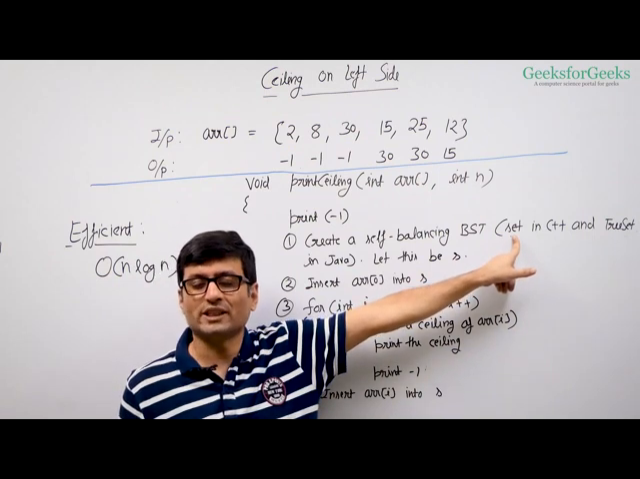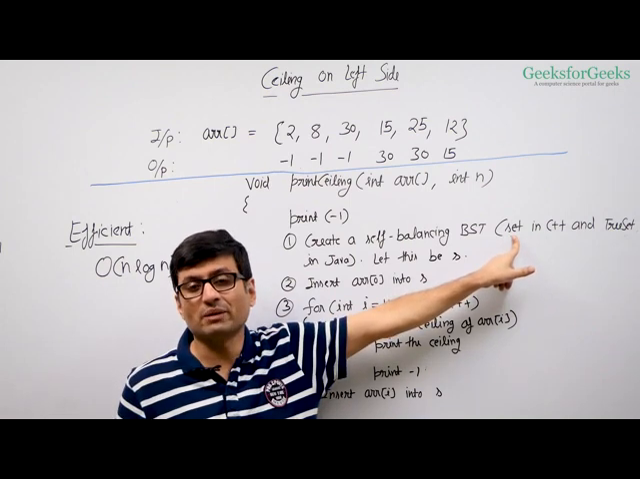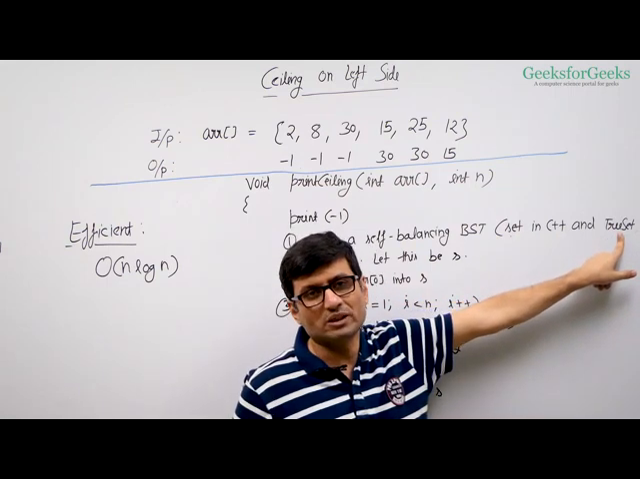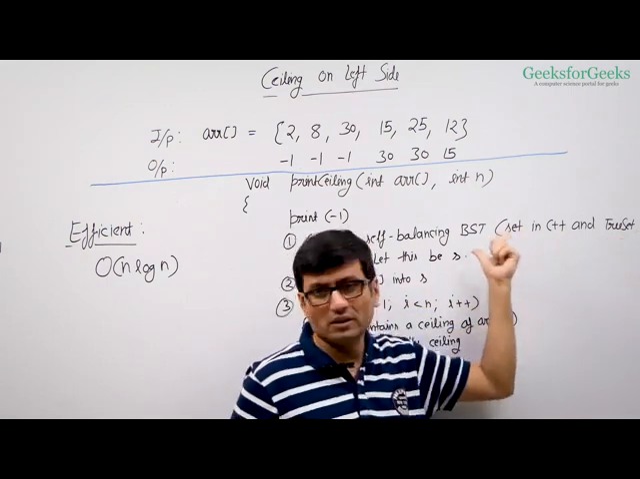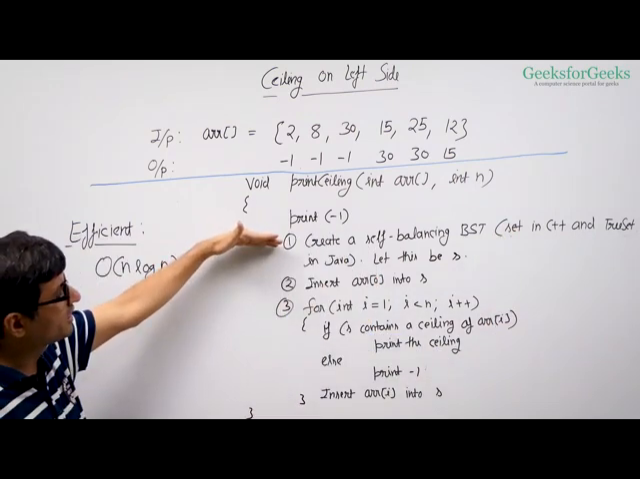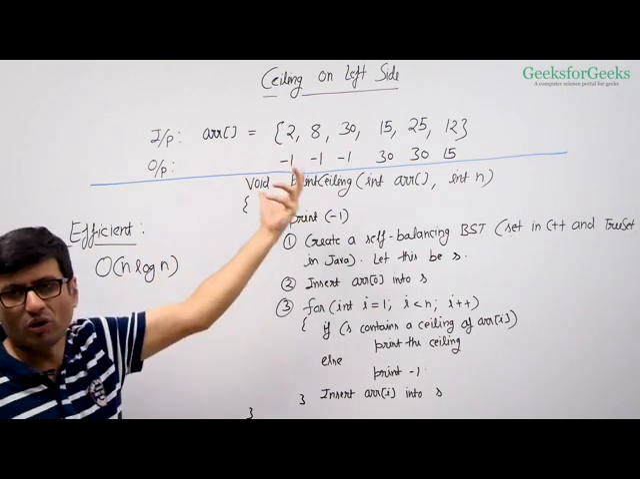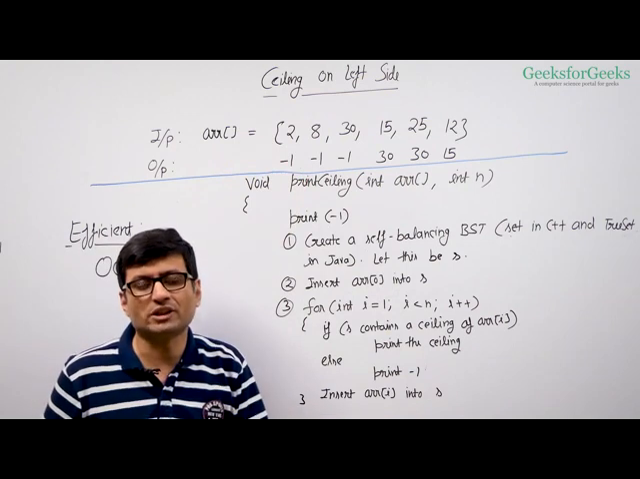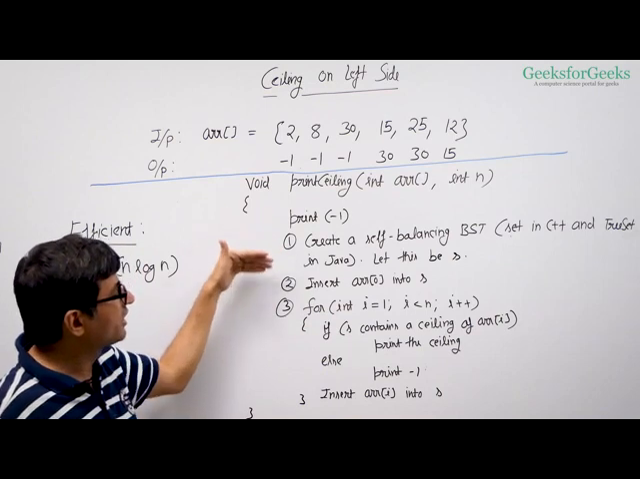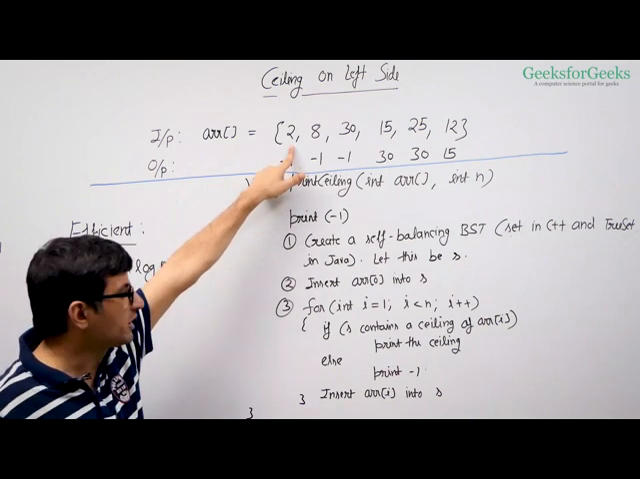Map also represents a self balancing BST, but the difference between set and map is that set is for single elements and map is for key value pairs. TreeSet in Java also implements a self balancing BST. Both of them implement a red black tree. Before we create the self balancing BST, we have printed the output for the first element as -1. We all know that for the first element, the ceiling is -1. Once we create the self balancing BST, we insert the first element into it. So our self balancing BST contains 2 only at this point.